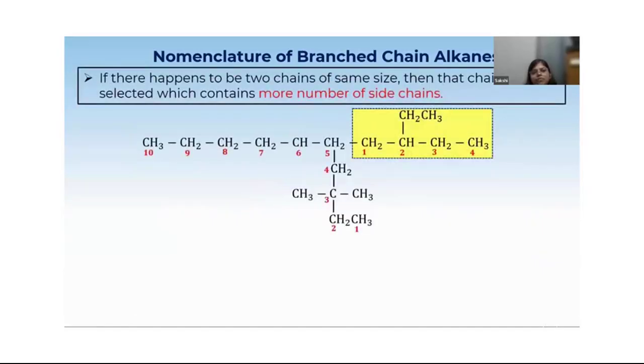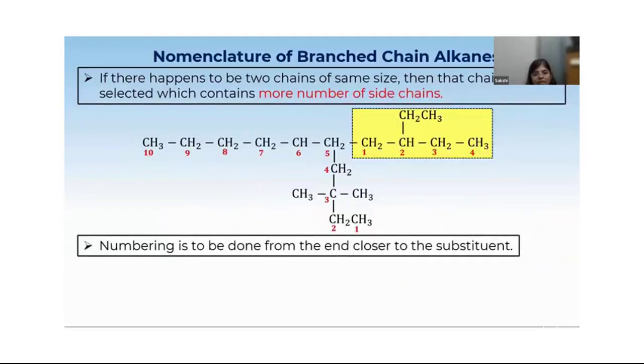Okay, so if there happen to be two chains of the same size, then the chain is to be selected which contains more number of side chains. Right? So if you can see, the numbering is done from the end closer to the substituent, right? So it is 5, 2-ethyl butyl, 3,3 dimethyl decane. So just pause the video and try to see, from where should I name? Should I name from here or from here? Right? So we are naming from here, right?